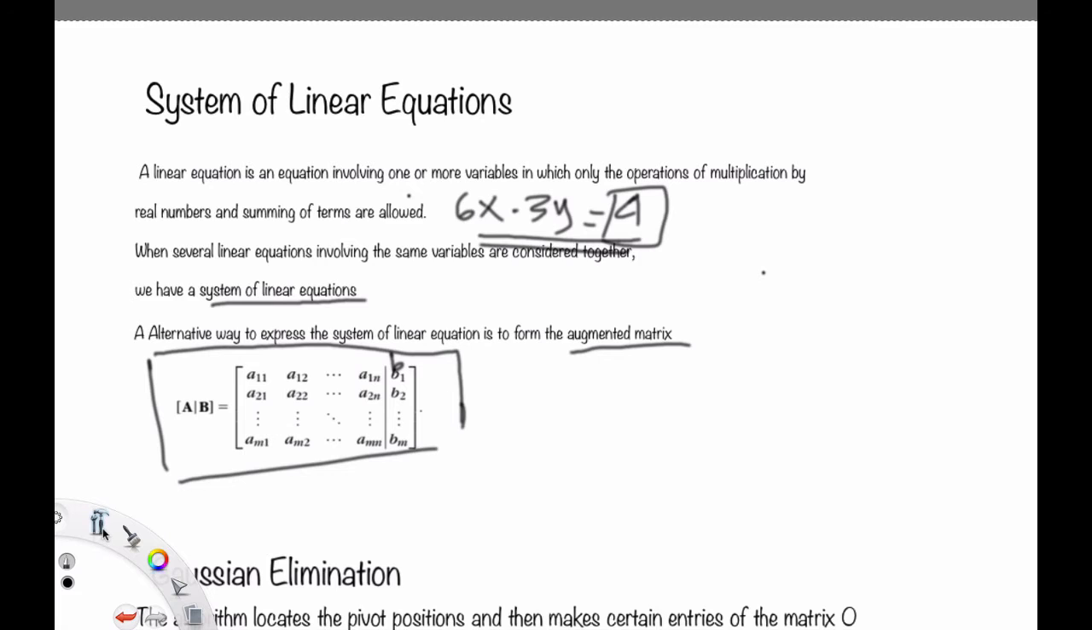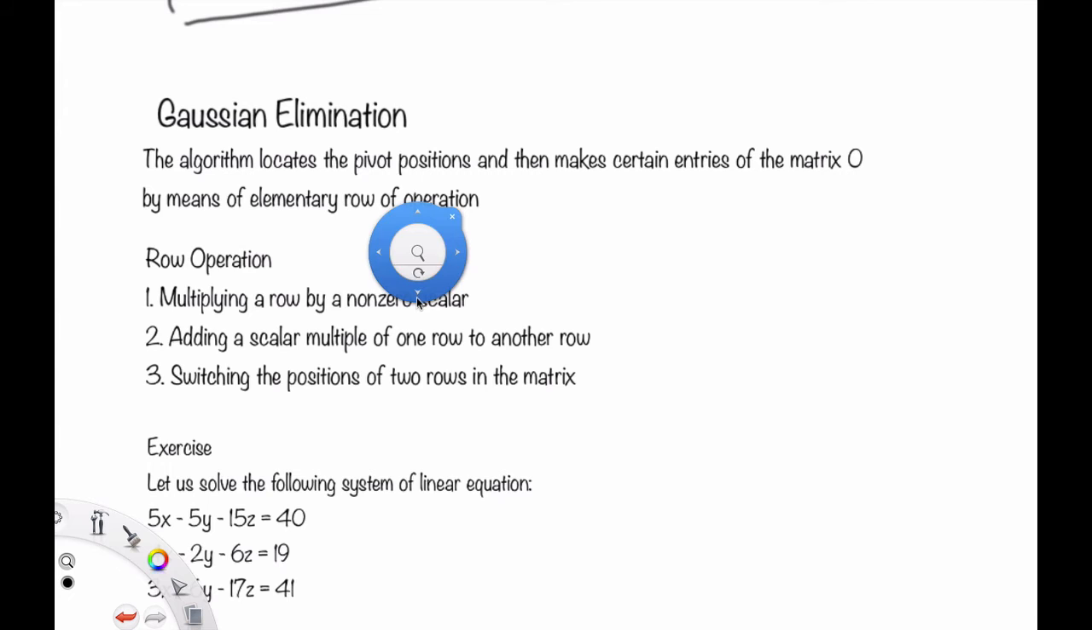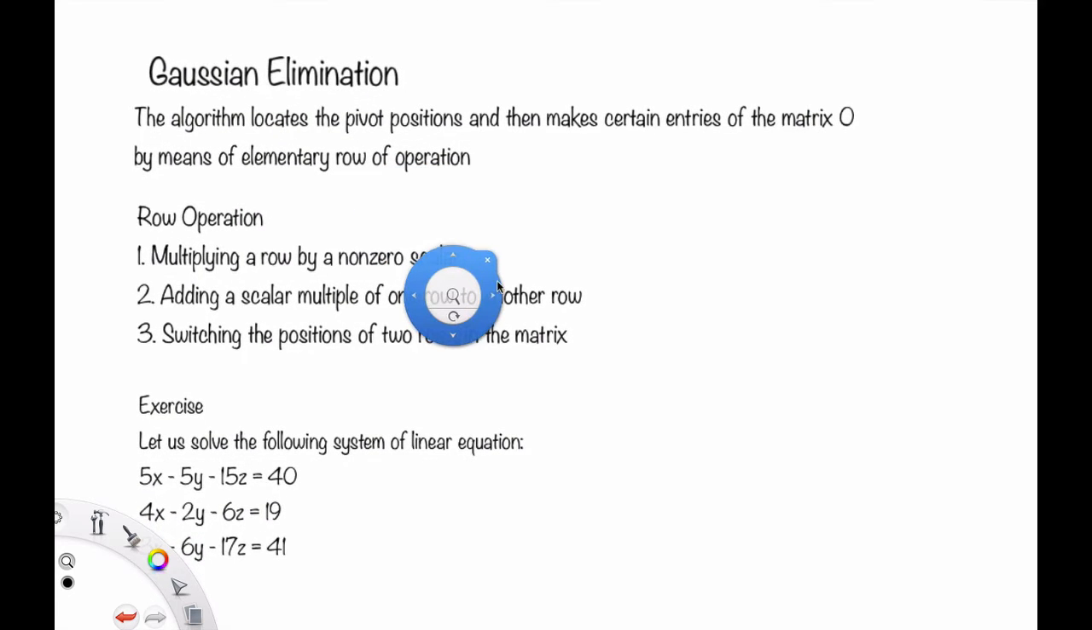One of the most familiar techniques used to solve a system of linear equations using a matrix is Gaussian elimination. In Gaussian elimination, the algorithm locates the pivot positions and then makes certain entries of the matrix 0 by means of elementary row operations. We have 3 basic operations.